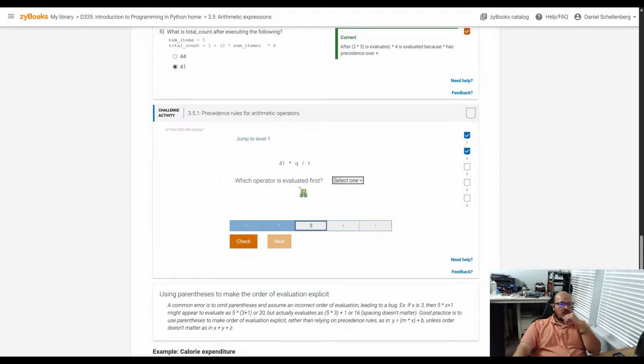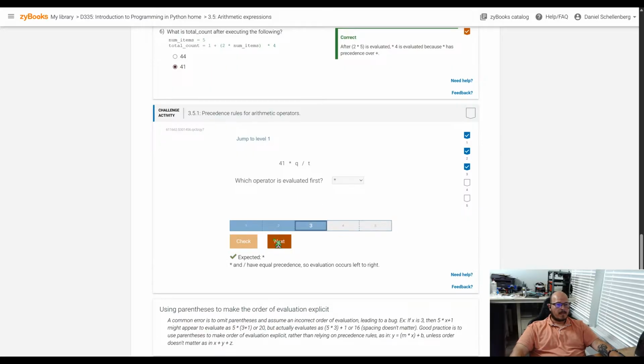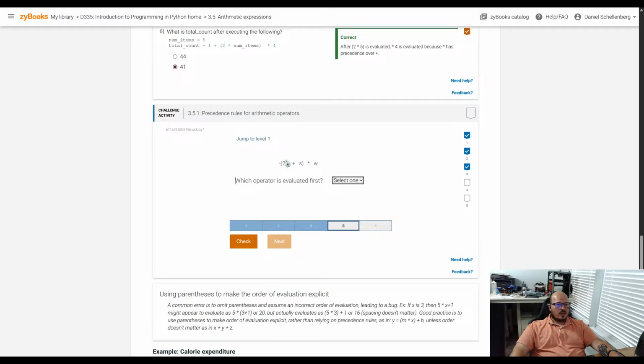Which operator is evaluated first? So we have multiplication and division. They're both of equal precedence, so that means it's going to work from left to right, so it should be the multiplication. So this one, we know that the unary takes precedence over the multiplication and addition, so I'm going to say the unary.